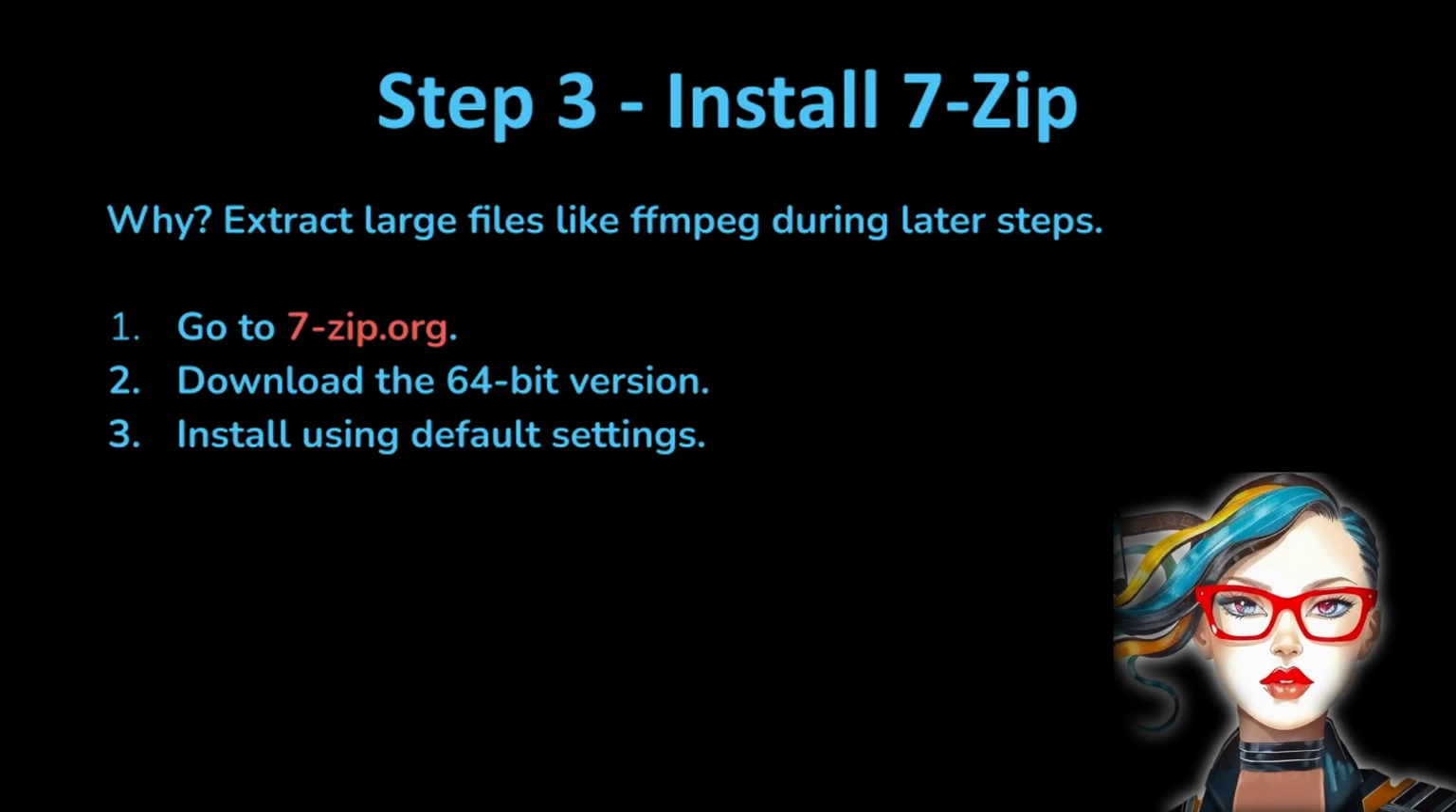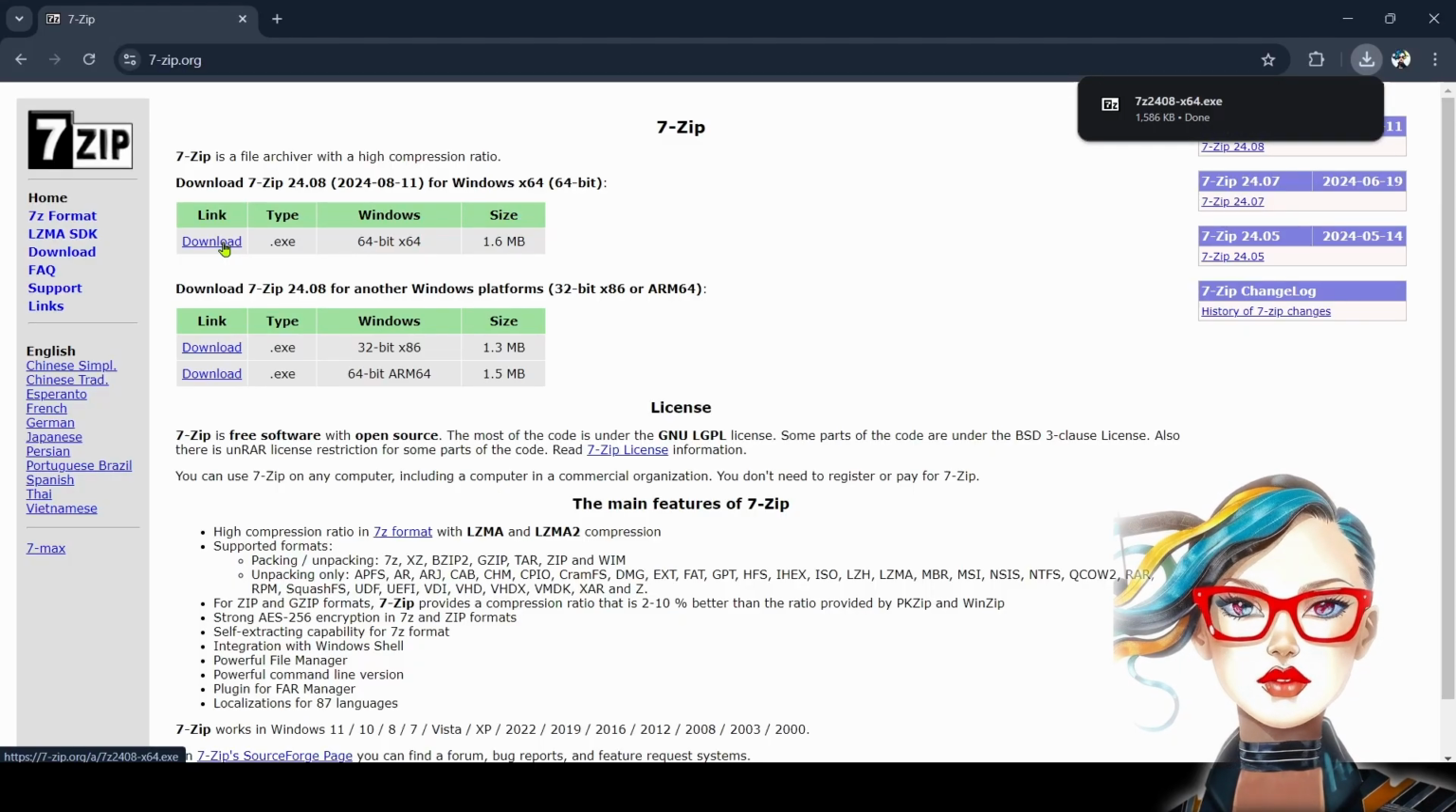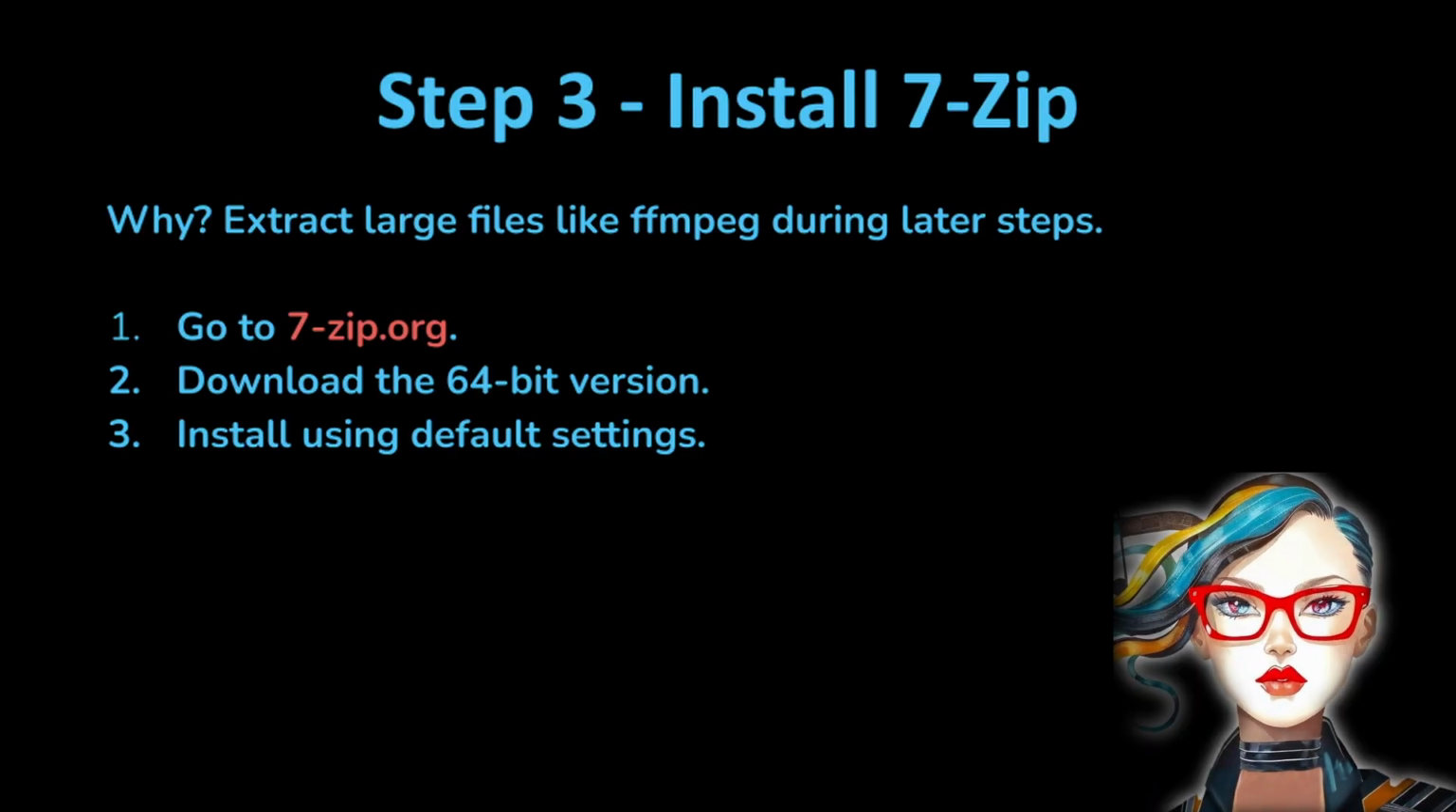Step 3 is to install 7-zip. 7-zip is a free tool used to extract large files such as ffmpeg, which we will install later. You will want to go to 7-zip. Again, links are in the description, and download the 64-bit version. Next, you run the installer, and you stick to the default installation options.